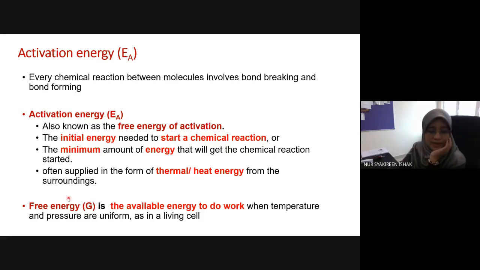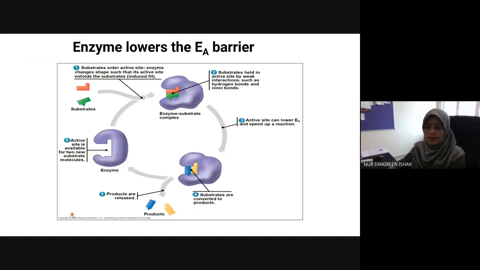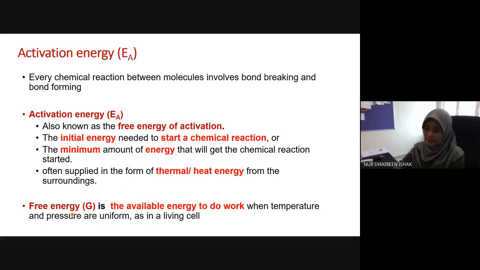Okay, so the next one is free energy, or G here. The symbol is G. So what is it? It is the available energy to do work when temperature and pressure are uniform, as in all living cells. So free energy is the amount of energy, or the available energy, for a cell to do work. Within a cell you can have many types of work, such as chemical reactions and movement of substances across cells. That requires energy.